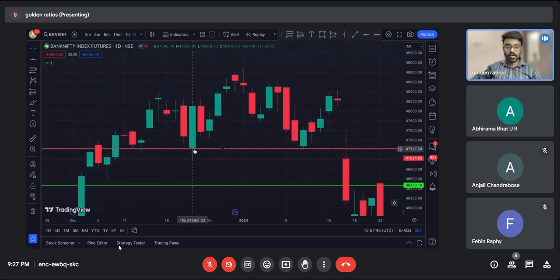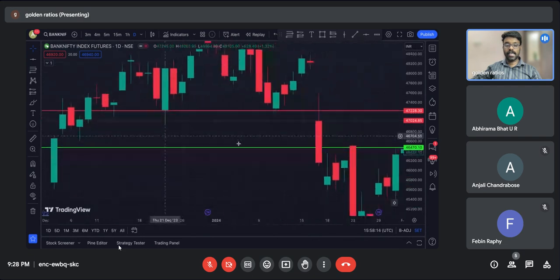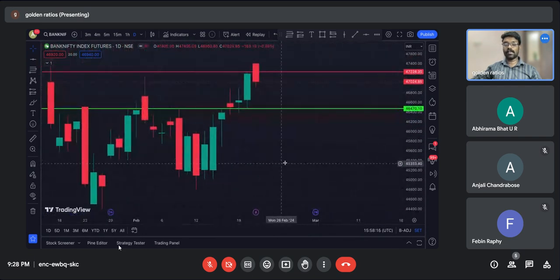See here also, ma'am, this candle, how beautifully this body has come and closed on our line. It has become a support. It was a support before. Second support we have seen now. And here also we can see that this red candle's wick came and exactly touched and bounced. Again one support. You can see this green candle's wick came till here and it bounced. Again one support. So it indicates that what we have drawn is correct.